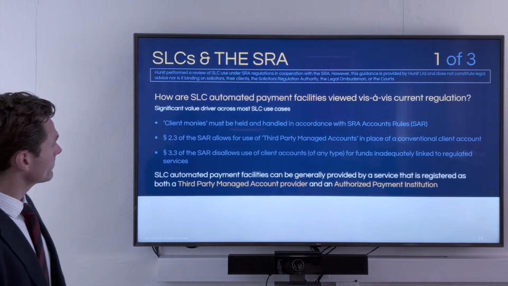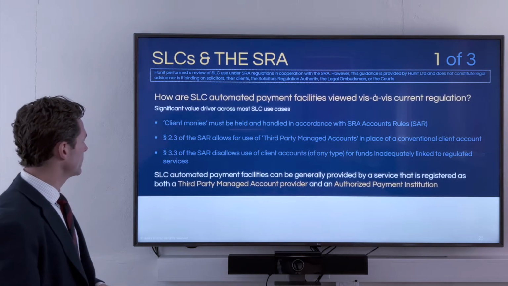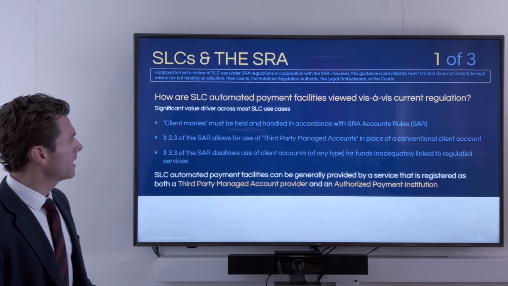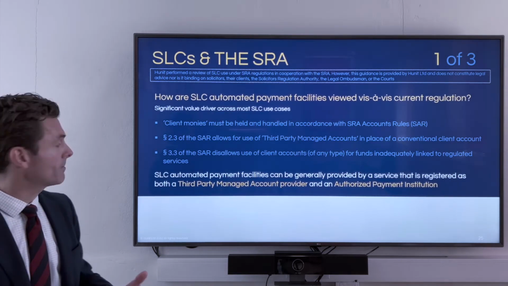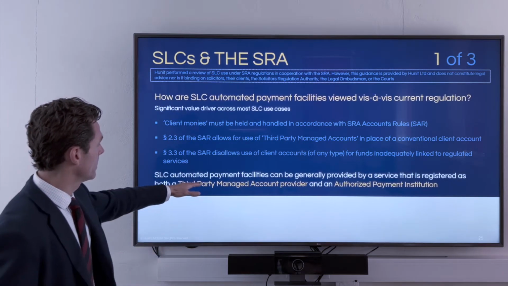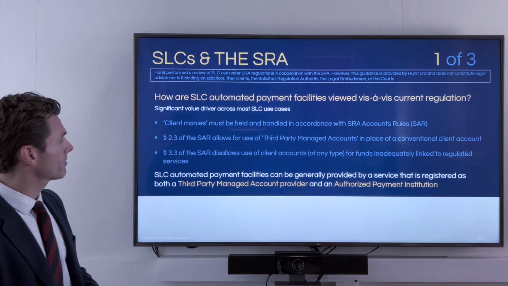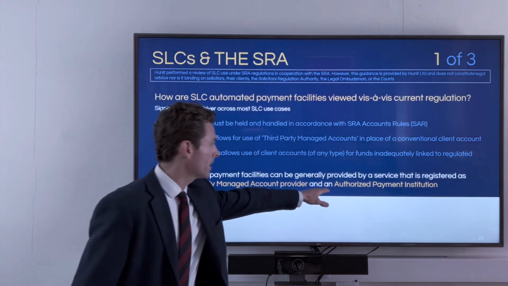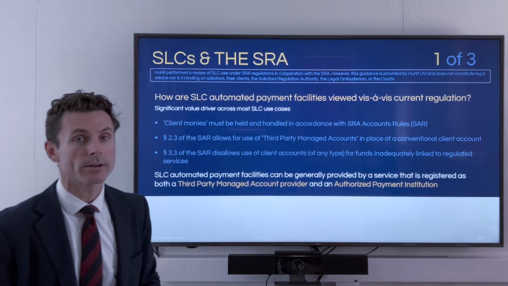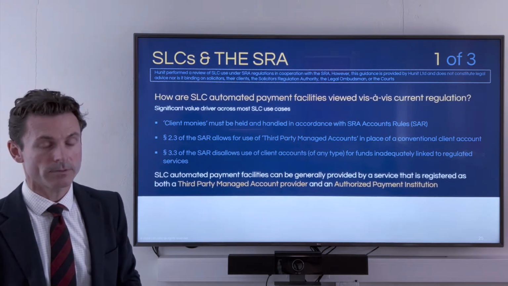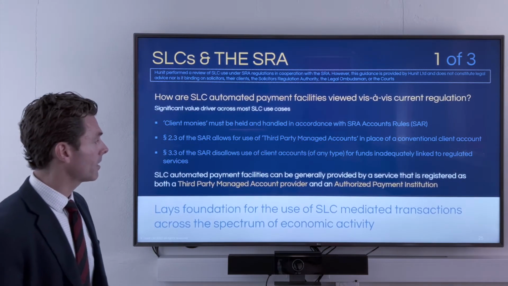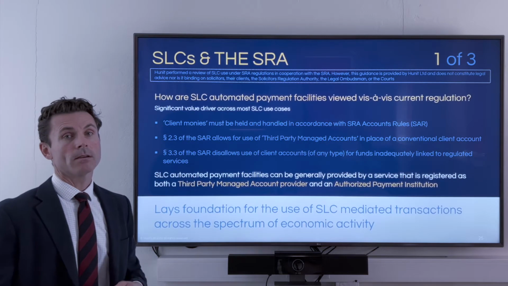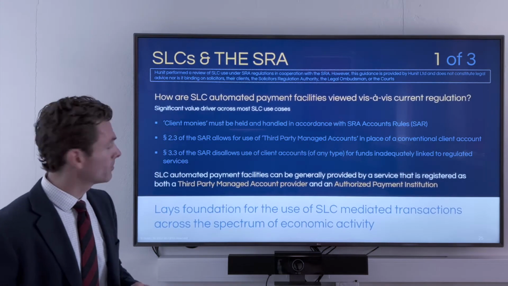Essentially, our insight is that the smart legal contract and its automated payment facilities can provide both categories of payments as long as it is simultaneously registered as a TPMA, or third-party managed account provider, as well as an authorized payment institution under FCA, or Financial Conduct Authority, regulations. So this lays the foundation for smart legal contracts to be used in the types of transactions we've talked about in some of the previous slides.